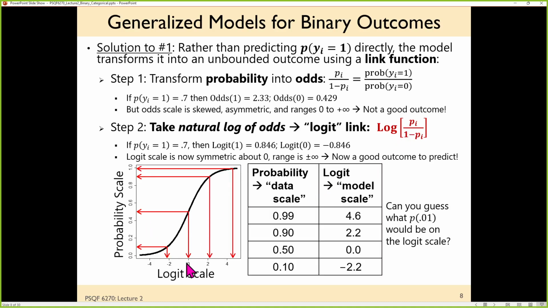So the link between the two can be depicted here. Probability is on the y-axis of this graph on slide 8, ranging from 0 to 1, and logit is on the x-axis, and logit ranges from positive to negative infinity. So a logit of 0 corresponds to a probability of 0.5. A probability of 0.9 corresponds to a logit of 2.2. 0.1 instead is negative 2.2, and this is where we ended last time, as I recall. Can you predict what a logit would be for 0.01 based on this table?